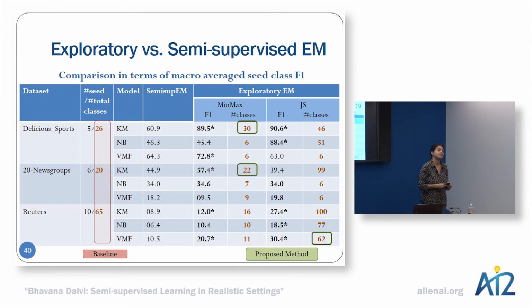Yes. So you have to use dev to choose. She has like 6 choices for each data set. So you have to use dev or something to choose, because there's no single choice that works in all data sets. So there has to be some dev used to say, am I going to use min-max or JS or semi-supervised.